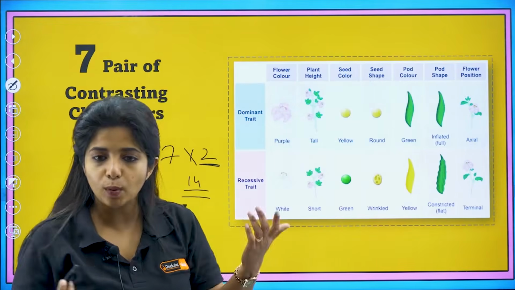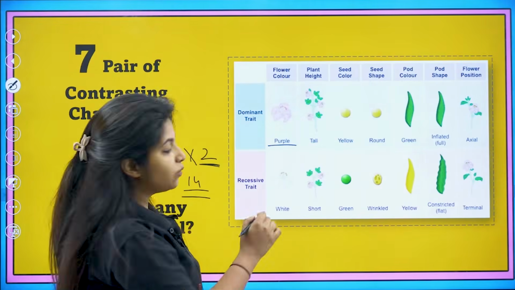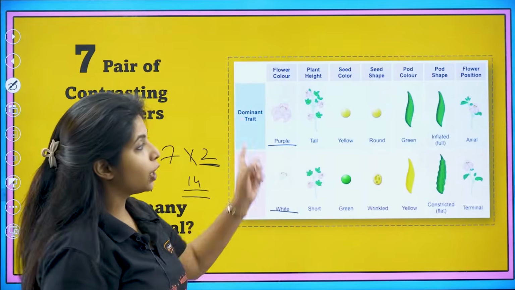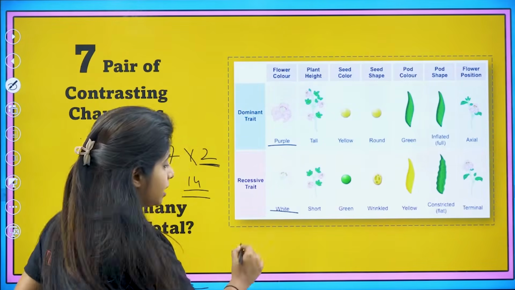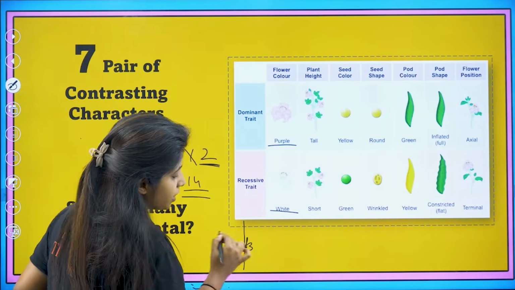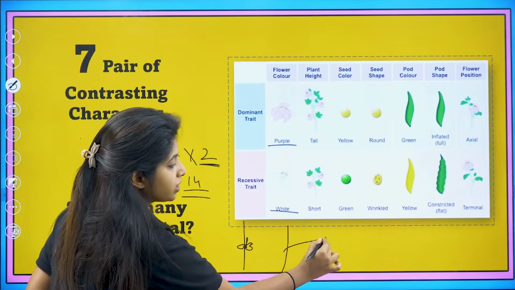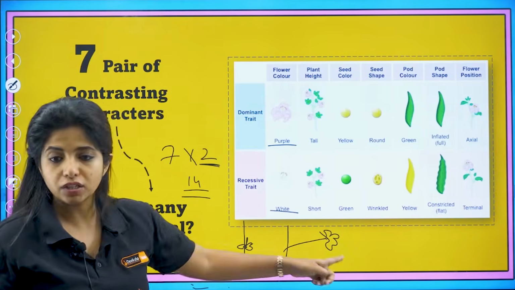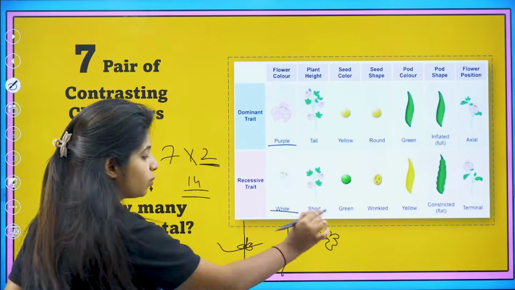Flower color: violet, which you call purple, is the dominant one, and white is the recessive one. Now, if we talk about flower position, there is axial. That means, for example, a flower coming from the point where a branch should be coming off. This is axial position. Terminal position is, for example, when I get a flower at the tip of something. Which one is dominant? Axial is the one that is dominant.